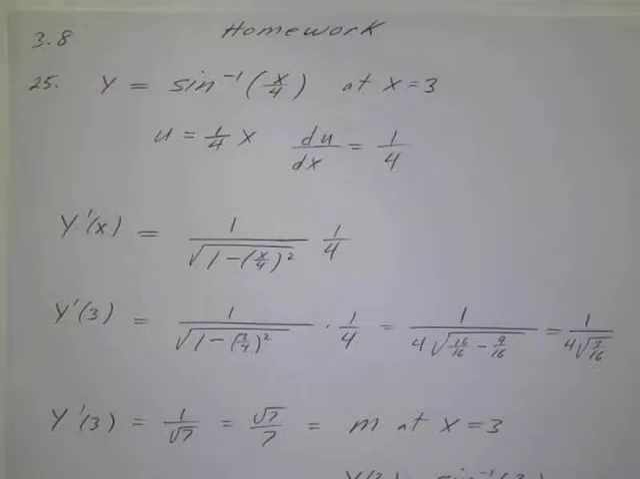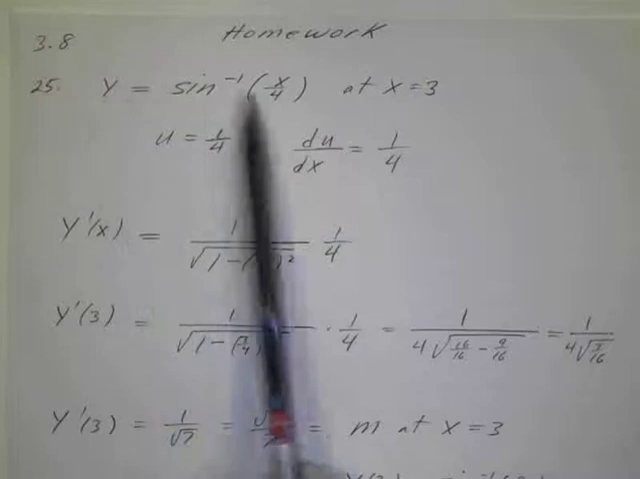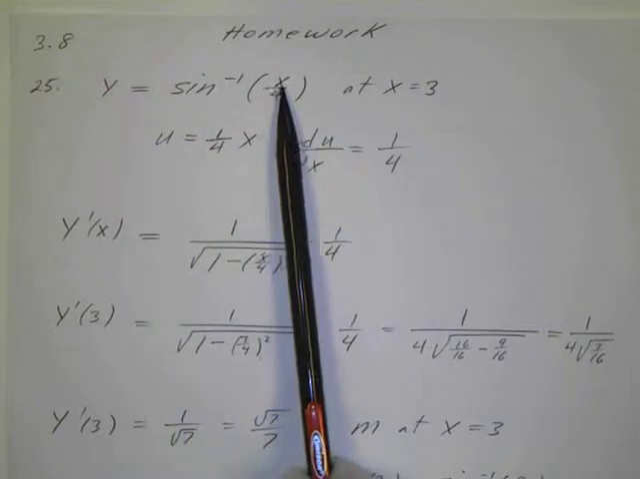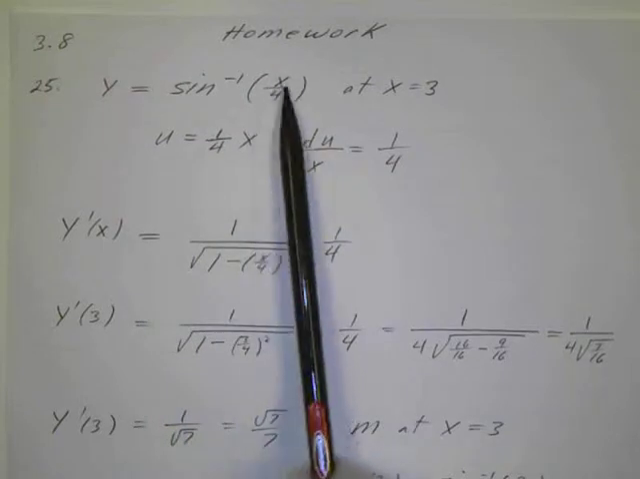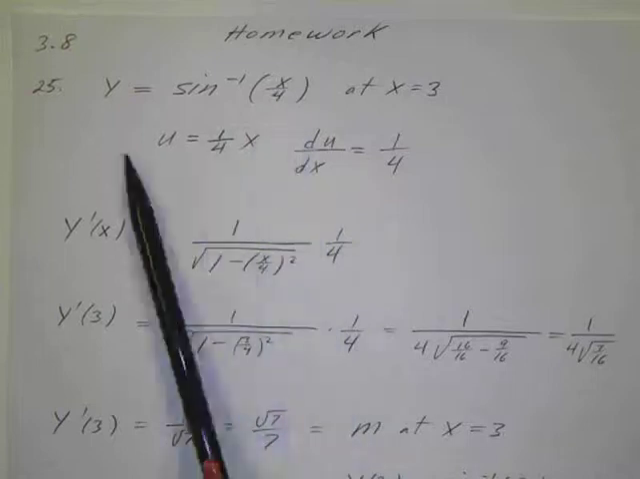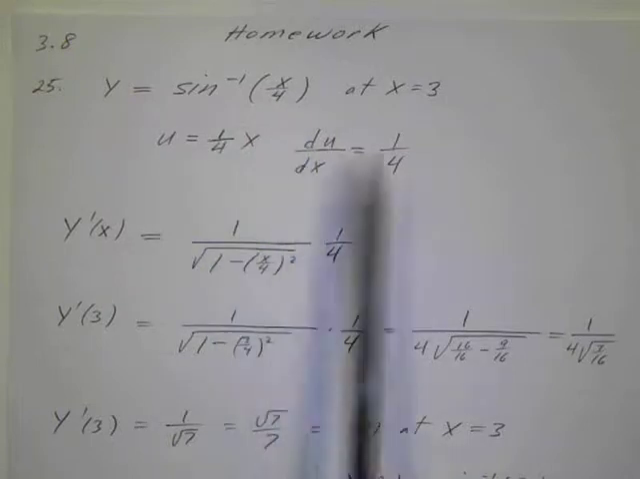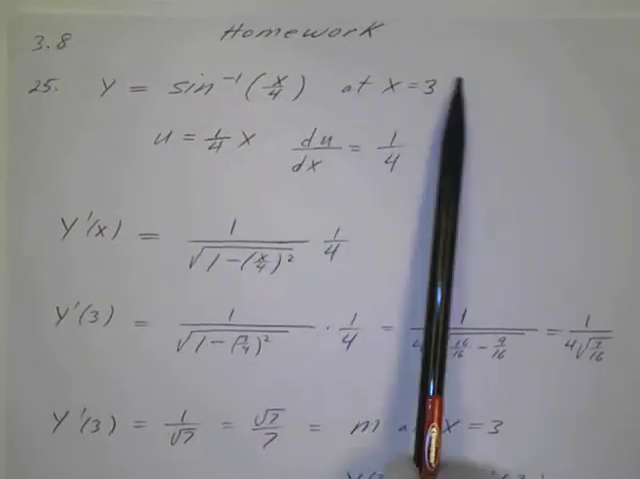All right, this is section 3.8, number 25, and the directions are find an equation for the tangent to the graph of y at the indicated point. So this was the function y equals inverse sine of x over 4. So it is a composite, so we have u equals 1/4 x, so du dx equals 1/4. We want to find it at x equals 3.